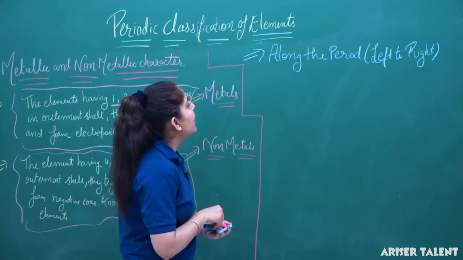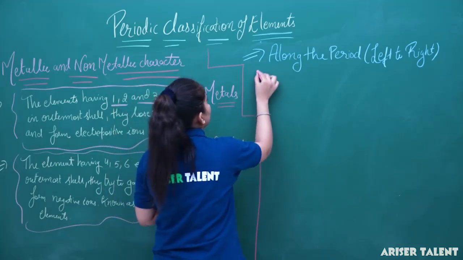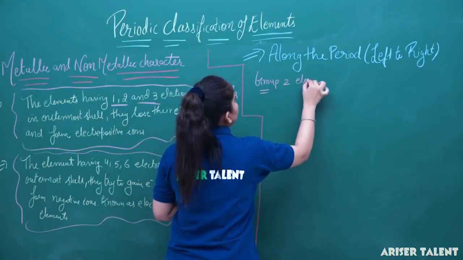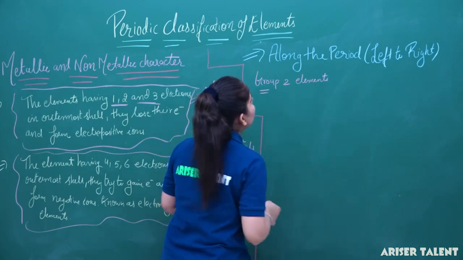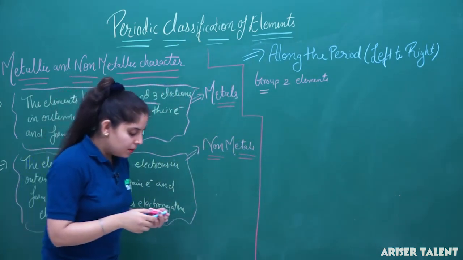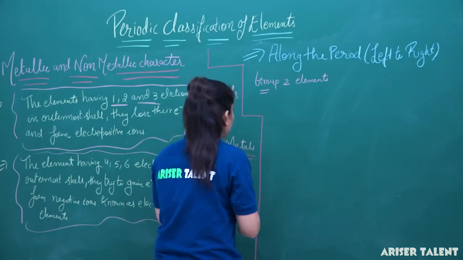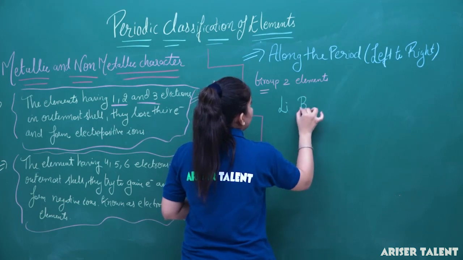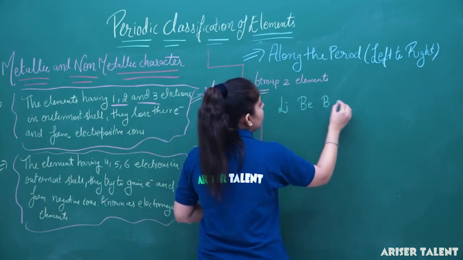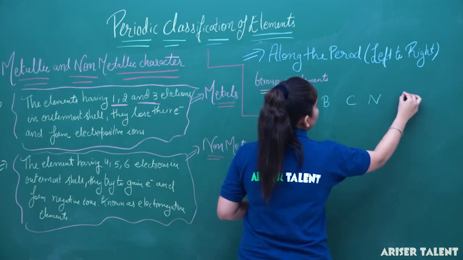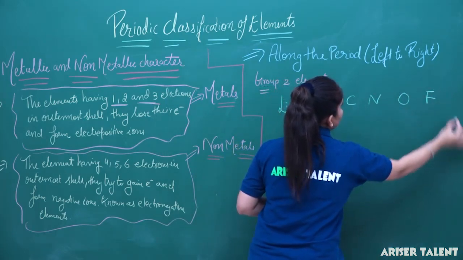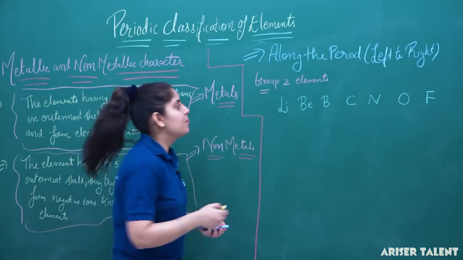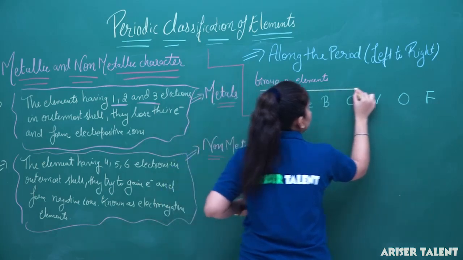So let's have a look at the group 2 elements here. We can observe the group 2 elements here. Now, the group 2 will basically start from lithium here. So, I am writing the elements here: lithium, beryllium, boron, carbon, nitrogen, oxygen and fluorine. You can see that these are group 2 elements because lithium has been starting from group 2.